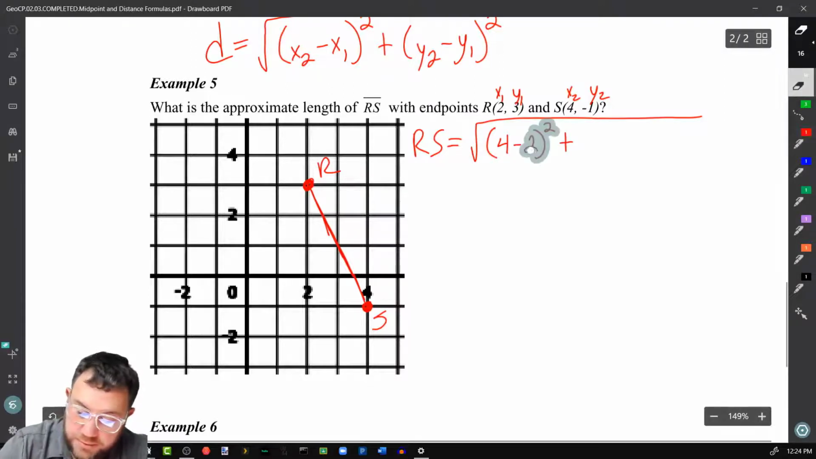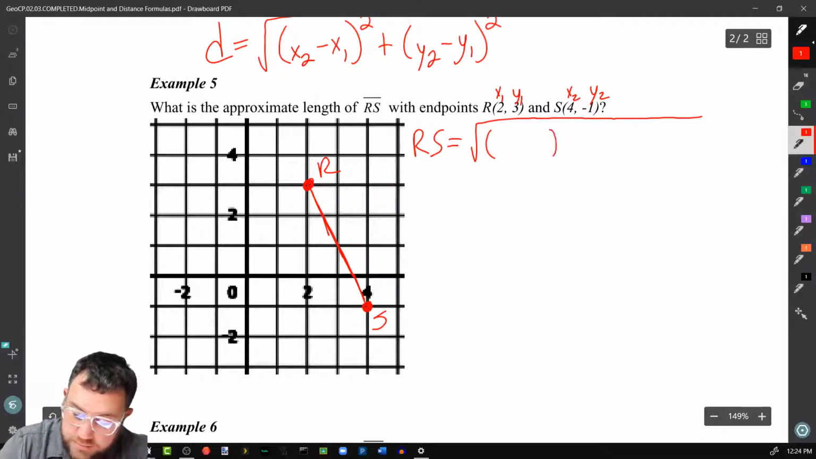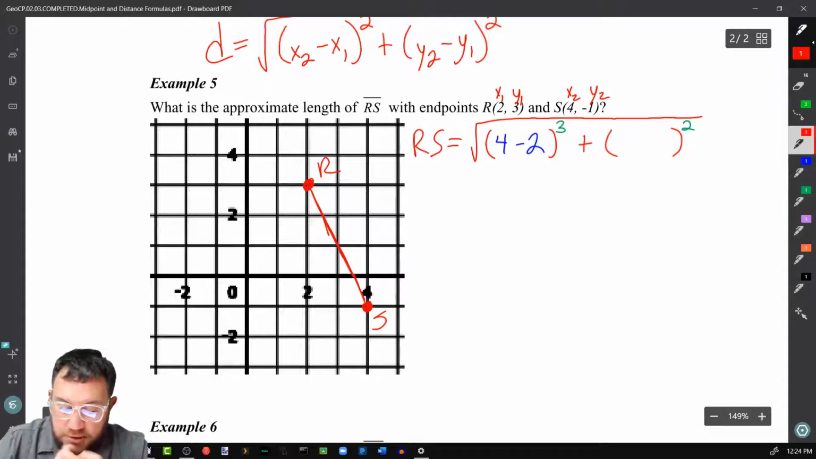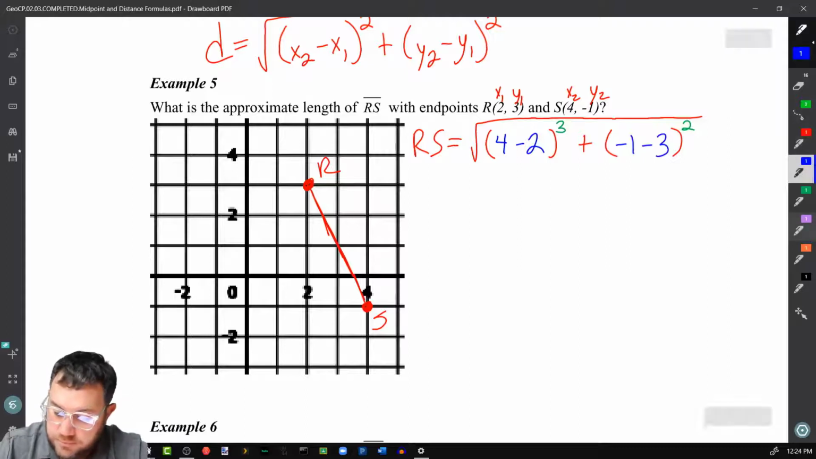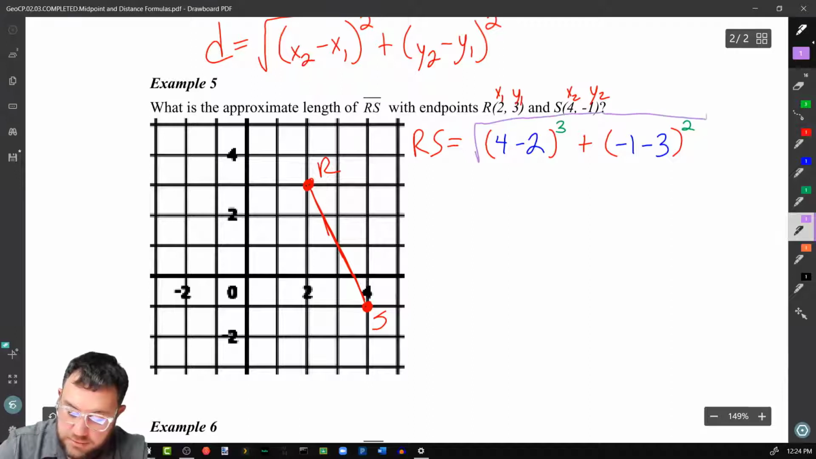I'm actually going to color code this to show you what I do in each step. So that would be 4 minus 2. y2 is -1, y1 is 3. And the square root is what I'll end up doing down here.